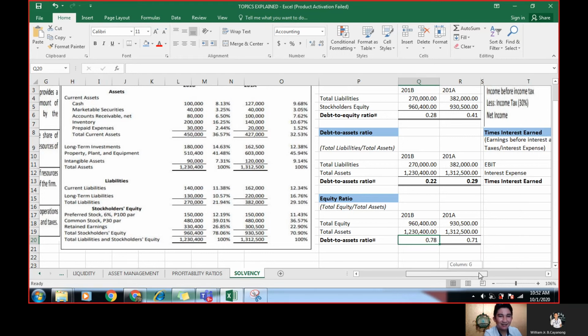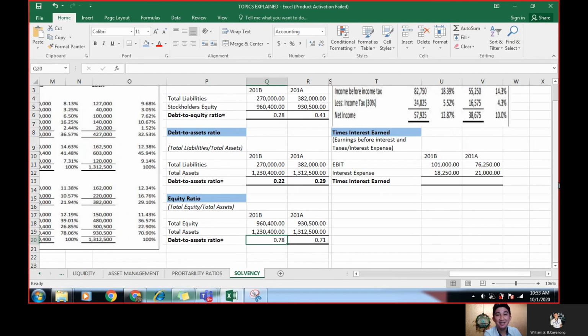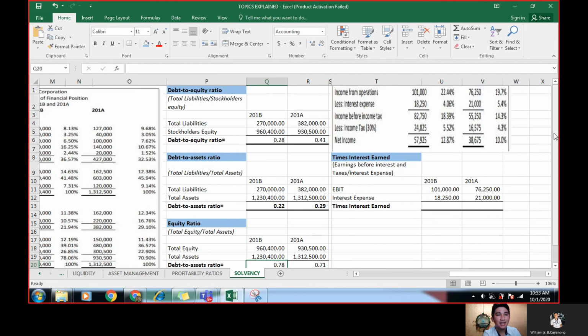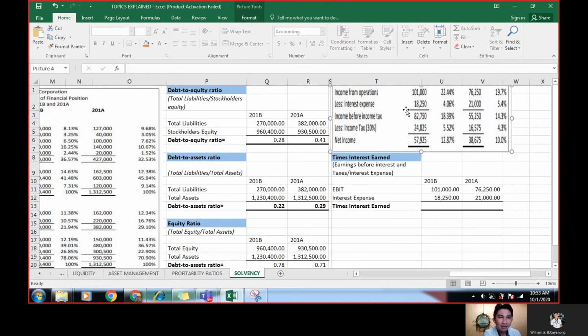Now, for the last formula, we have times interest earned. So, for the times interest earned, kailangan natin ng income natin before natin ibawas yung interest at saka taxes. So, from here, in this figure, we have income from operations. Ito yung income natin before natin ibawas si interest at saka si tax. Okay, kasi nandito pa si interest at saka nandito pa si tax. So therefore, our EBIT or earnings before interest and taxes is 101 on the current year and 76,250 on the previous year. So lalagay natin siya dyan.